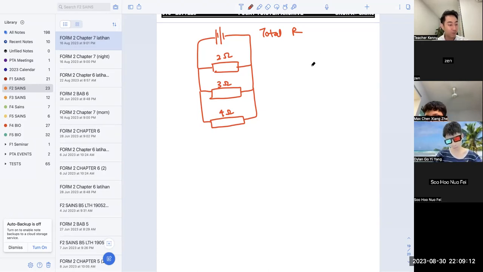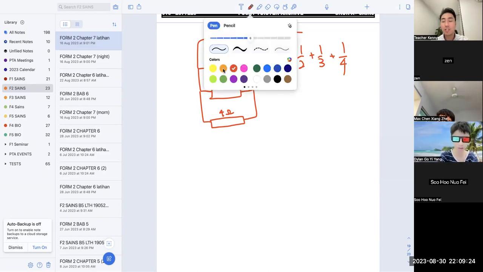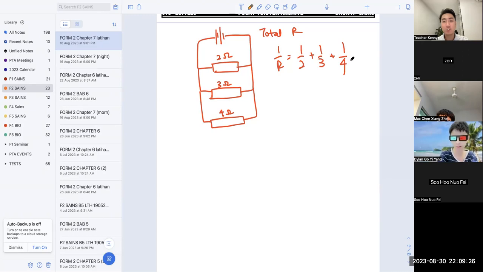Okay, let's see what is the correct answer. Let's start. 1 over R is 1 over 2 plus 1 over 3 plus 1 over 4. Correct? All happy with this? Find the common denominator. What's the common denominator? Should be 12. Correct or not? You get 12 at the bottom. So times 6, times 4, times 3.